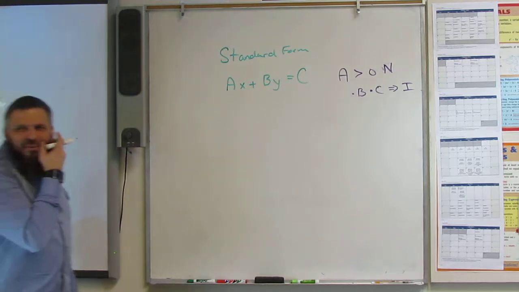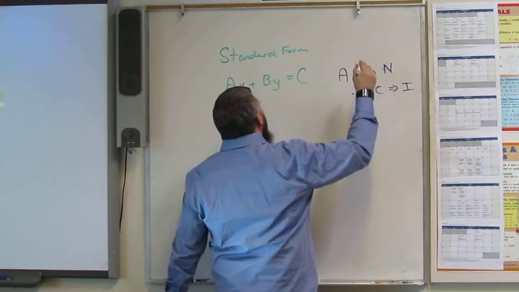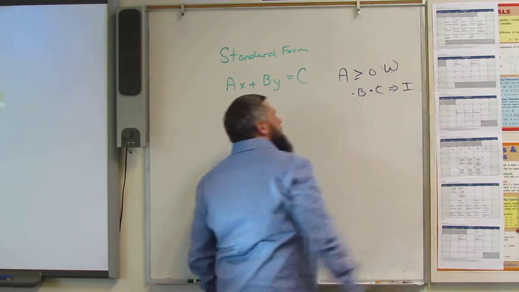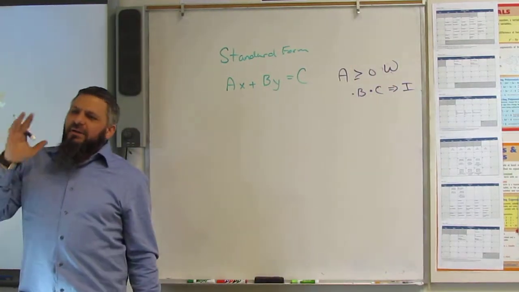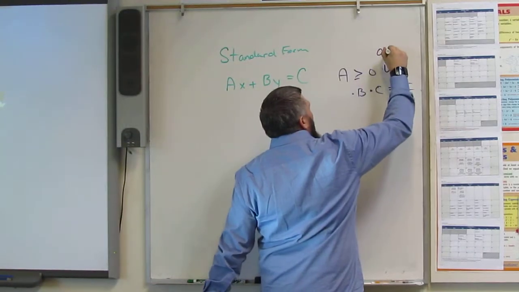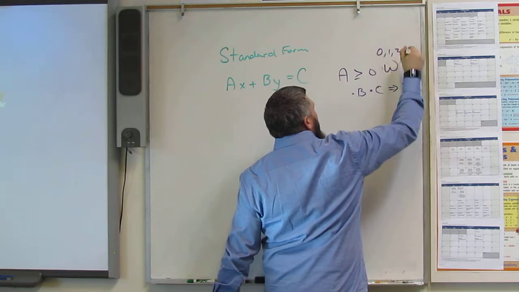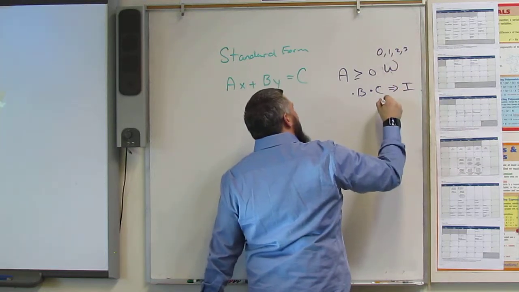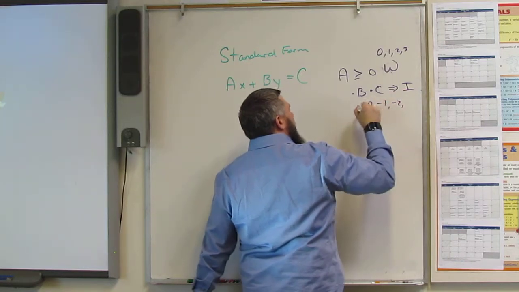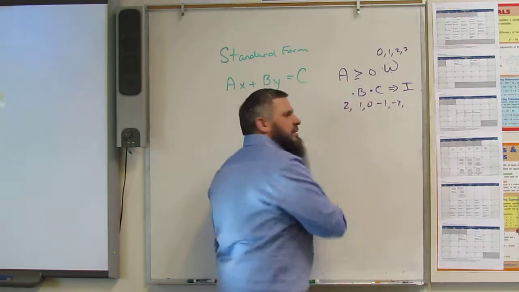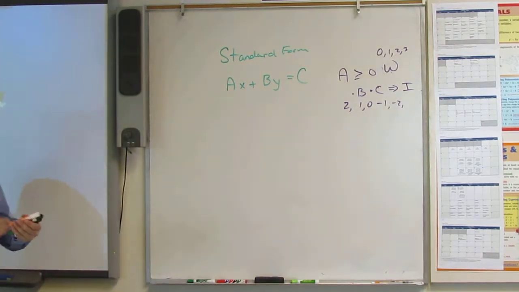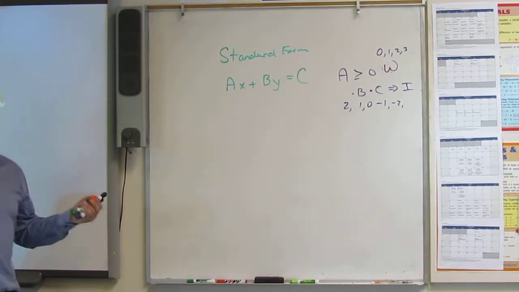Well, A could be equal to 0. That's possible for it to be linear. So let me change that back to whole number. A has to be a whole number. Okay? So that means 0, 1, 2, 3, right? These can be integers. Negative 1, negative 2, or 0, 1, 2. It doesn't matter.